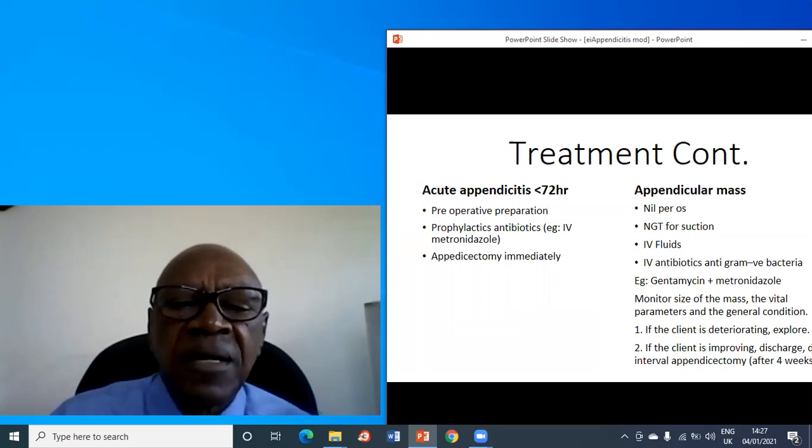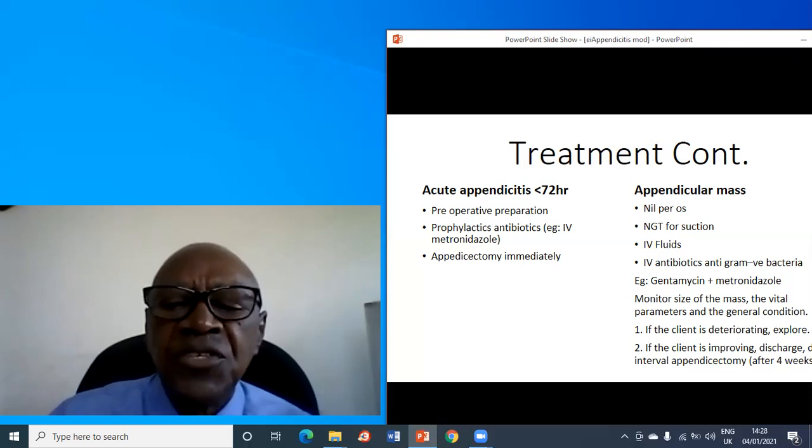Appendicular mass. You keep the patient nil per os, nasogastric tube for suction, and intravenous fluids, intravenous antibiotics, particularly against gram-negatives, e.g. gentamicin plus metronidazole.